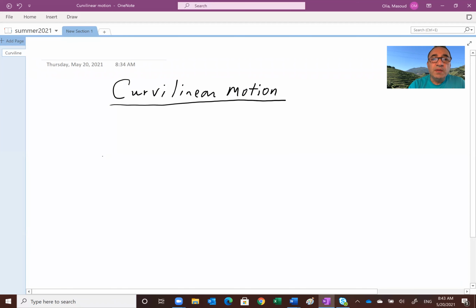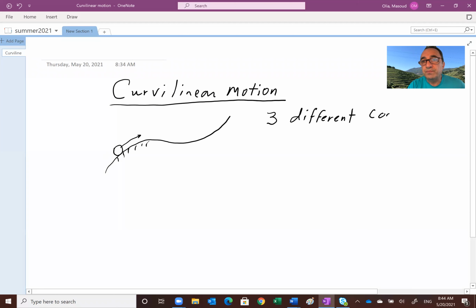So, rectilinear motion was the motion of the particle along a straight path. Now, the particle is traveling along a curved path, like this. Now, there are three coordinate systems that we want to use. So we can describe the velocity and acceleration using three different coordinate systems. What are these coordinate systems?